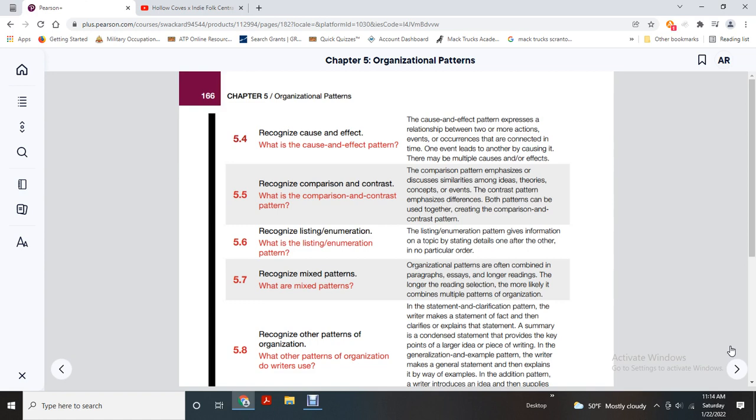5.4 Recognizing cause and effect. What is the cause and effect pattern? The cause and effect pattern expresses the relationship between two or more actions or events that are connected in time. One event leads to another, causing it, and there may be multiple causes and effects.